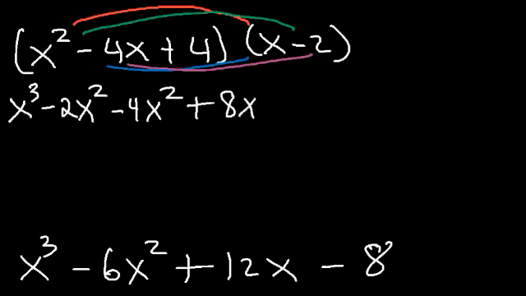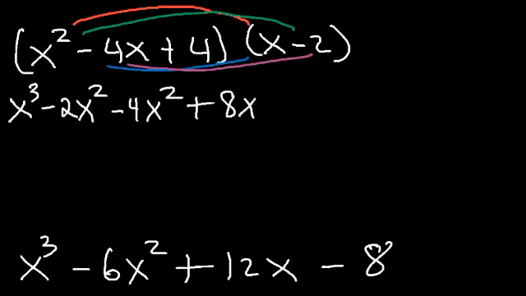So now let's combine like terms. Negative 2x squared minus 4x squared adds up to negative 6x squared. And 8x plus 4x adds to 12x. So we do indeed get the same expression.